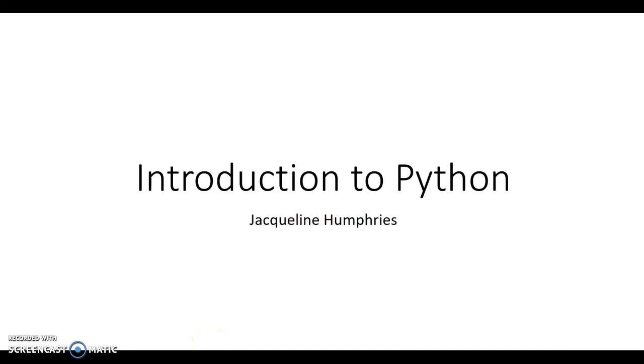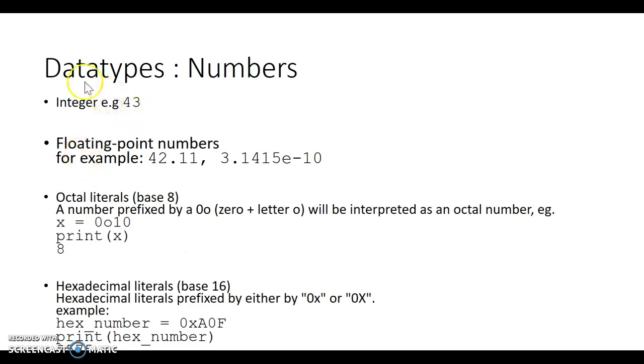I am now going to talk to you about data types, and we're going to start with the number data type. So Python can deal with numbers as integers and reals or floating points. So we'll look at those first. So an integer is obviously any number without the fractional part.